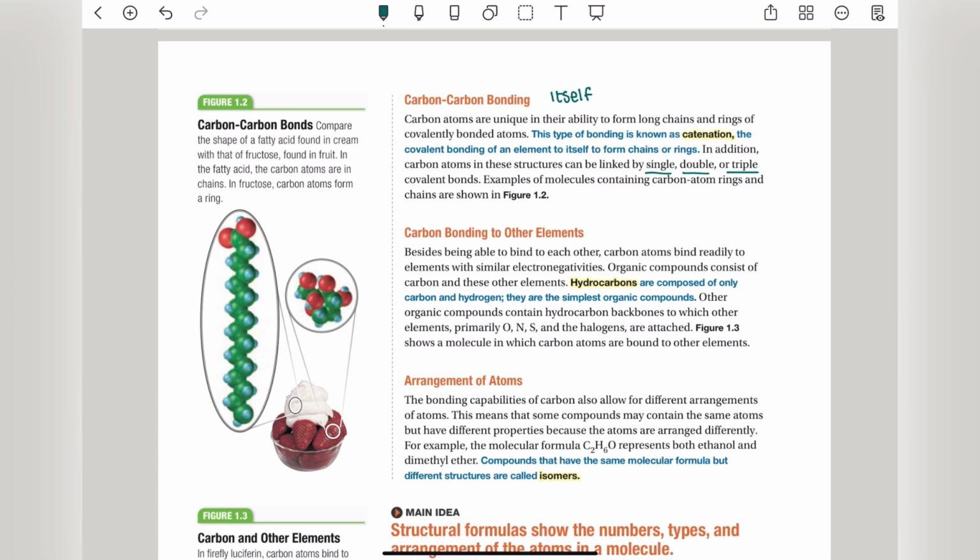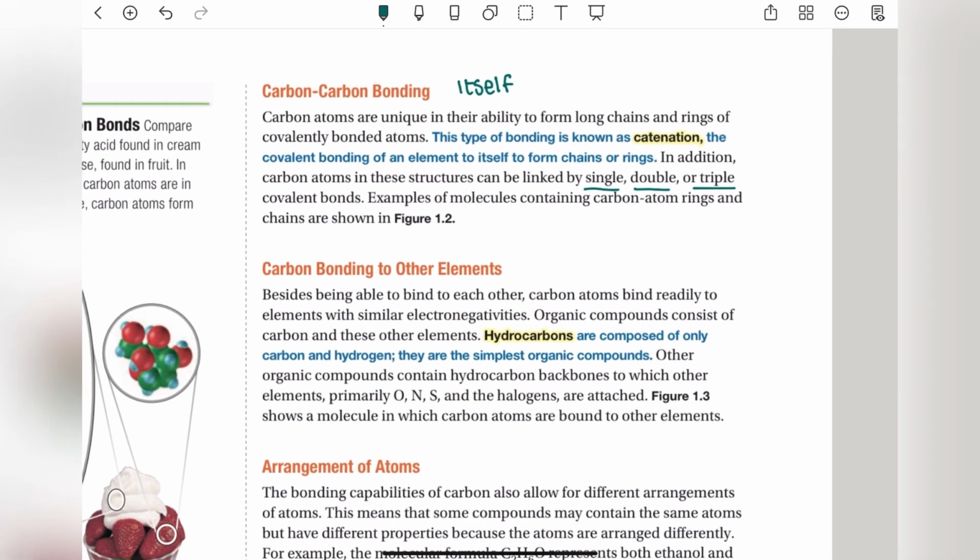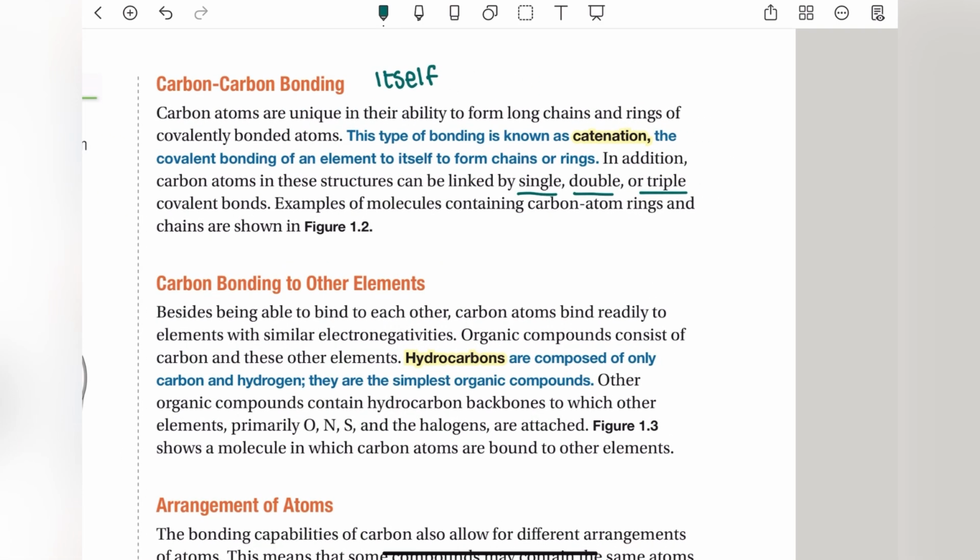Examples of molecules containing carbon atom rings and chains are shown in figure 1.2. So single covalent bonds are also called sigma bonds. Here, sigma. Double bonds are also called pi bonds. And a triple bond is a combination of a sigma bond and a pi bond. So it's just called a triple bond.